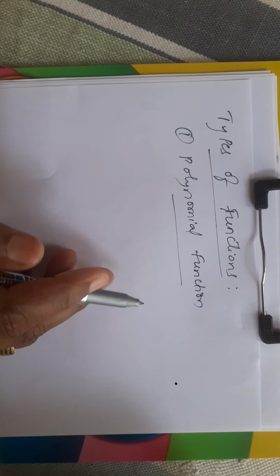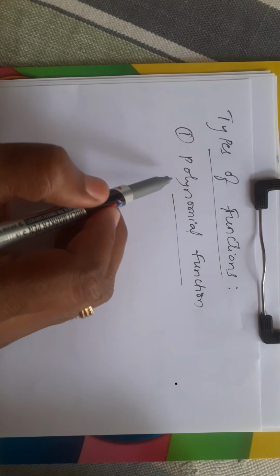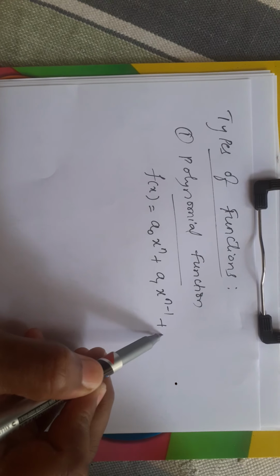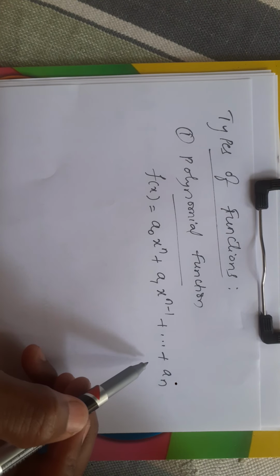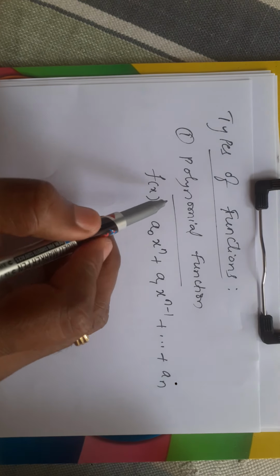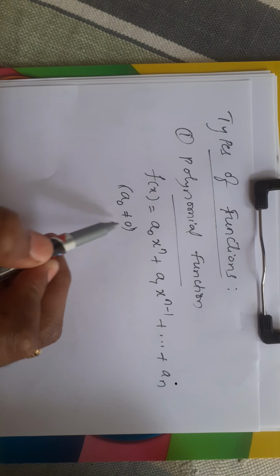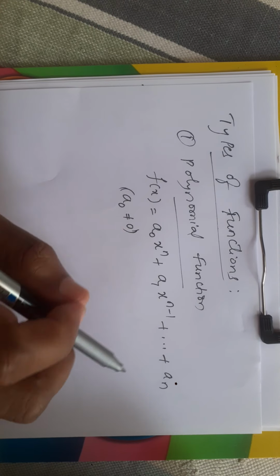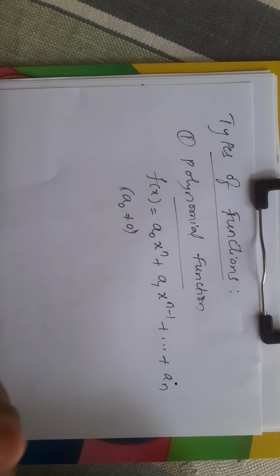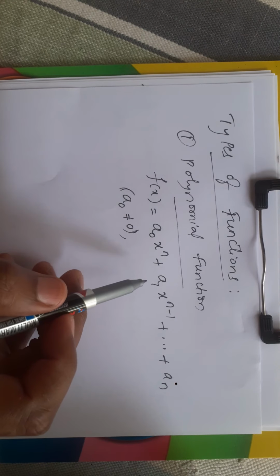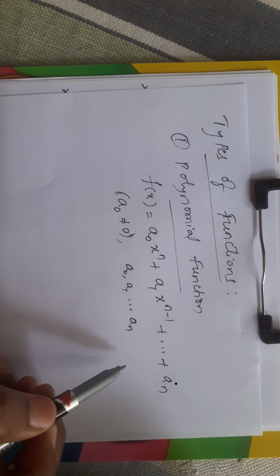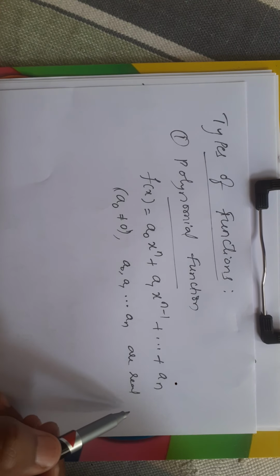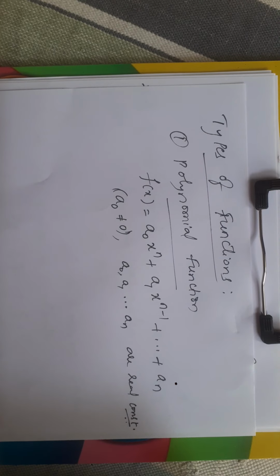Polynomial function. A function of the form, in general, some f of x equal to a0 x power n plus a1 x power n minus 1, and so on up to an, where a0 is not equal to 0, and these numbers a0, a1, up to an are any real constants. Then this is called a polynomial function.